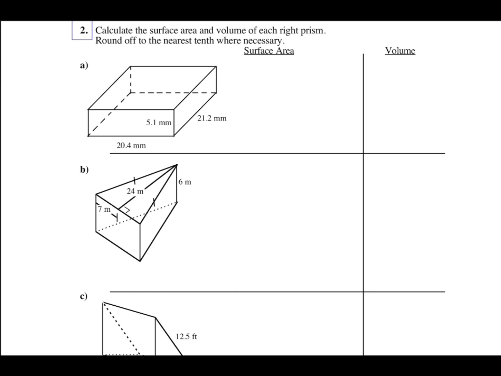For the surface area, the front and the back are the same, the left and the right are the same, and the top and the bottom are the same. So it's always double. For the front, it's 11 times 20.4, and then plus 2 times 21.2 times 5.1 for the left and the right, and plus, for the top and the bottom, 20.4 times 21.2.